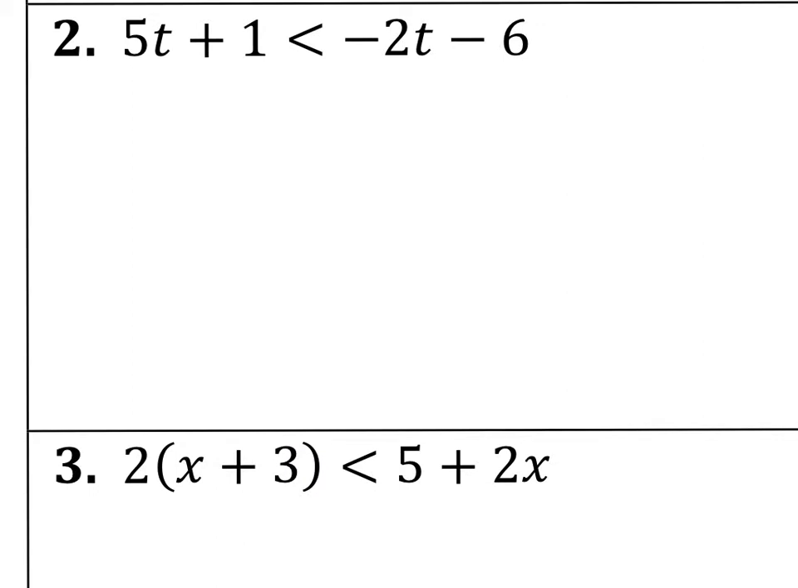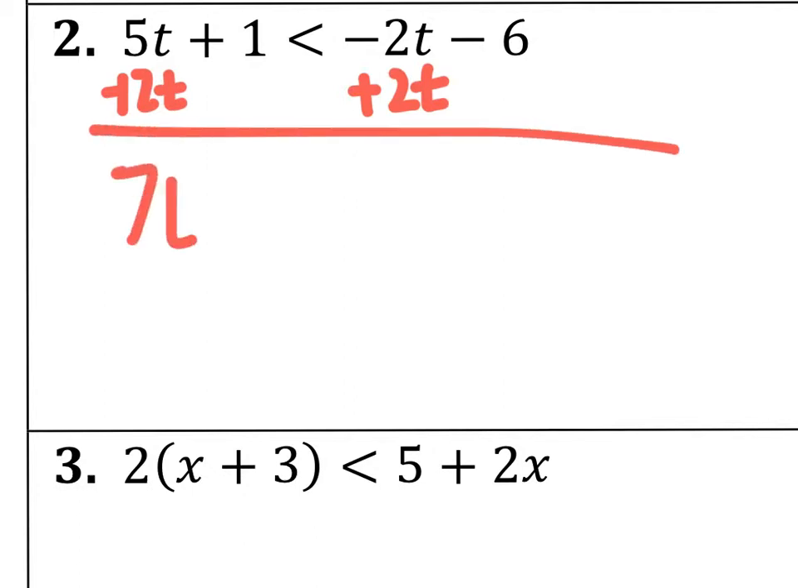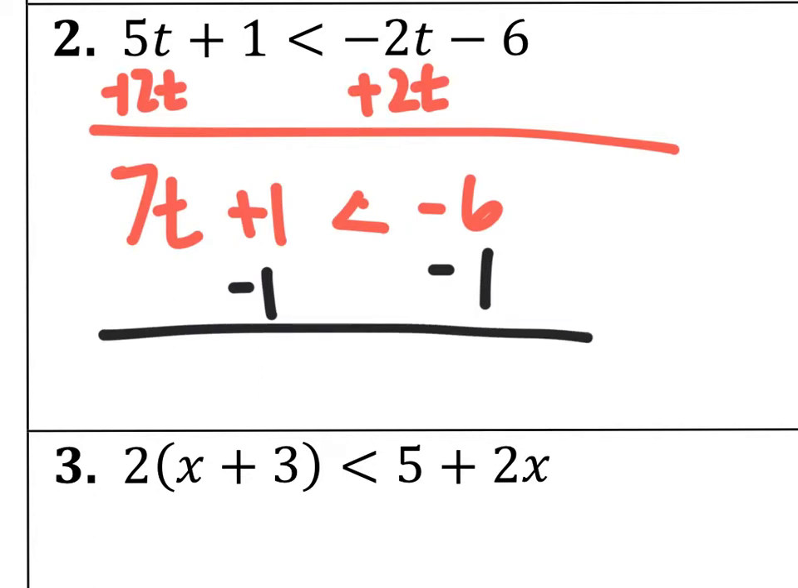All right, on to question 2. We have variables on both sides of the equation here. Or sorry, the inequality sign. So we are going to take and get them to move from one side to the other. So we're going to add, not 24, but it would be 2t to both sides. Add 2t. 7t plus 1 is less than negative 6. Then we would subtract 1. 7t is less than negative 7.